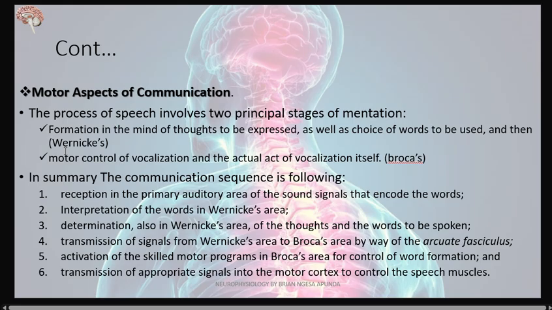Of course, you'll be able to see later on that in as much as somebody is saying something, a lot of things are not said, and they can be said indirectly by the way this person is expressing themselves, non-verbally. But here we are focusing on the verbal. So the process of speech involves two principal stages of mentation. So mentation, just the mental process. Formation in the minds of thoughts to be expressed, as well as the choice of words to be used, and that should be with the Wernicke's.